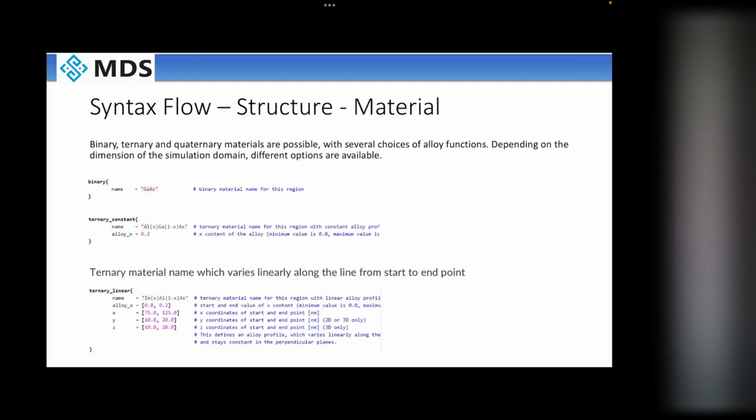Now coming to the next part, which is specifying a material. Once you have specified your region, then you need to specify a material, which can be specified as binary. If it is silicon, gallium arsenide, germanium, or any other substrate material which is not a composite, then it comes under binary, and you need to specify like this. If it is a ternary, which is a composite of three elements, then in that particular case you can specify the name like this.